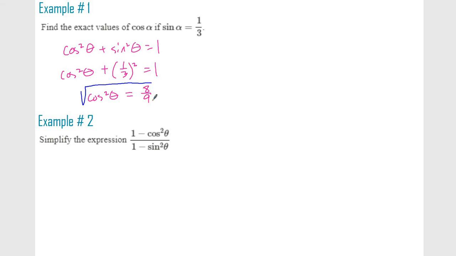Hopefully you remember this. I say this all the time. When you put the square root there, you have to put plus or minus. So cosine theta must equal plus or minus the square root of 8/9. So we simplify that to plus or minus 2 square root of 2 over 3. So we have two possible solutions here.